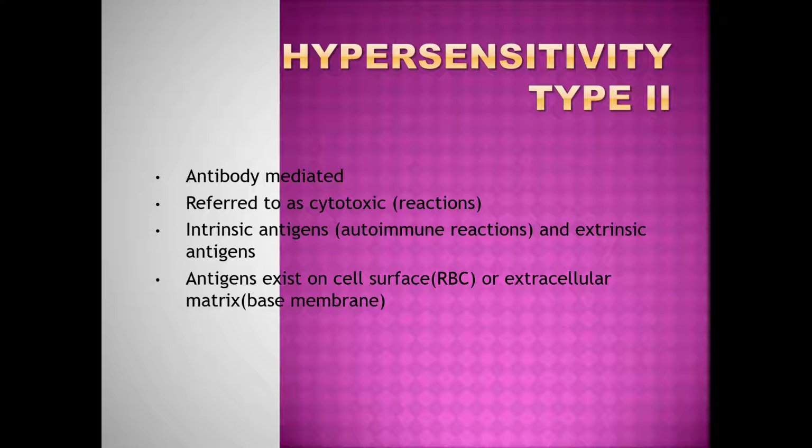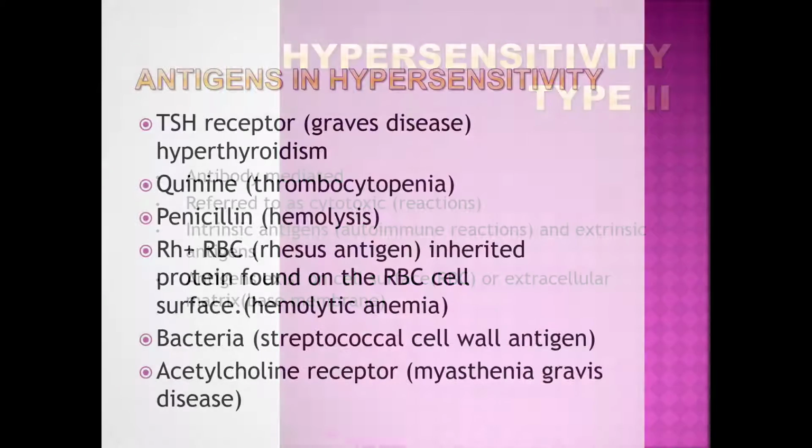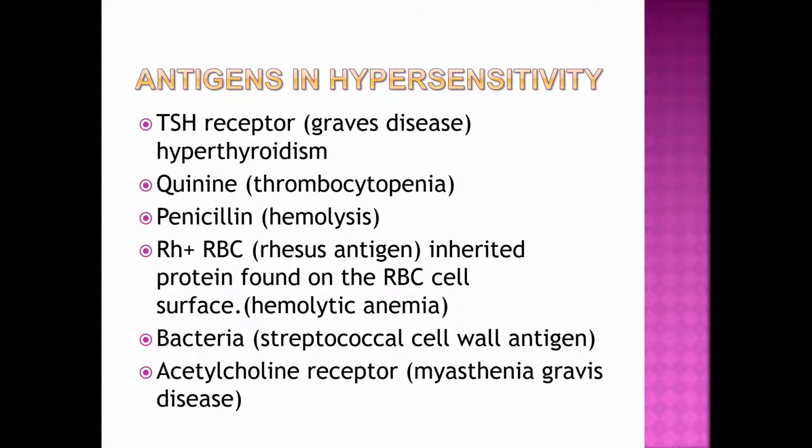extrinsic antigen, like maybe a part of a drug absorbed into a cell that looks like an antigen to our immune system. Remember that antigens in hypersensitivity type 2 will always reside on the cell surface, like maybe on the membrane of a red blood cell, or it can be an extracellular matrix, but on a basement membrane. These are the antigens involved in hypersensitivity type 2 that are going to bind with antibody, activating the complement system, and then resulting in different disorders and diseases.